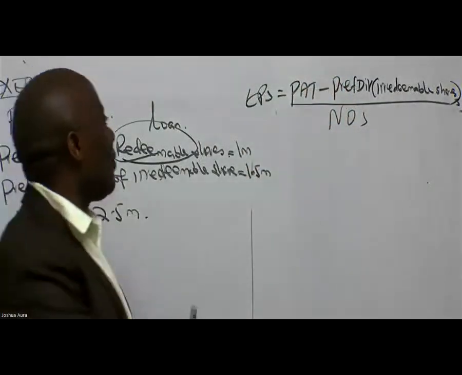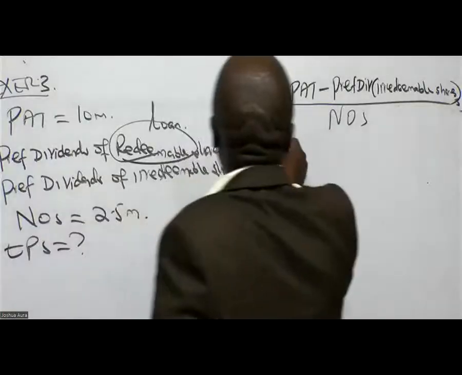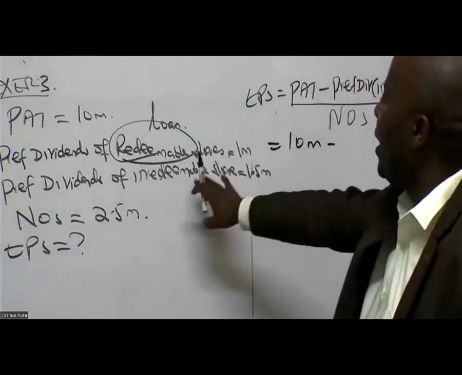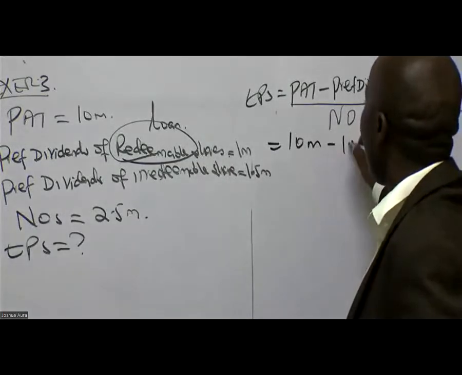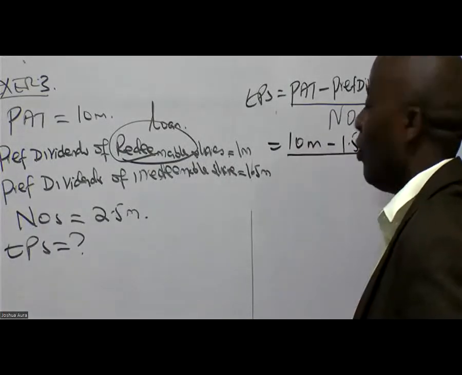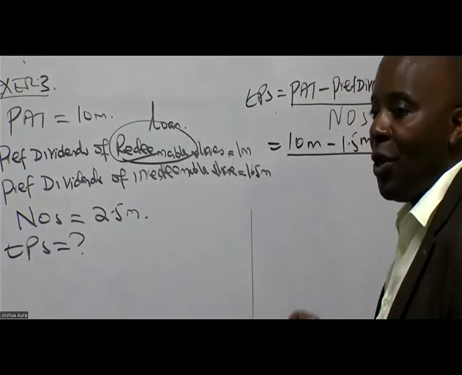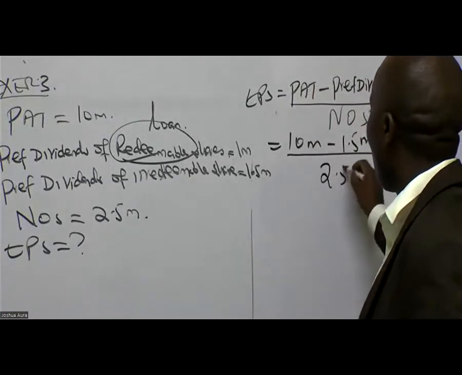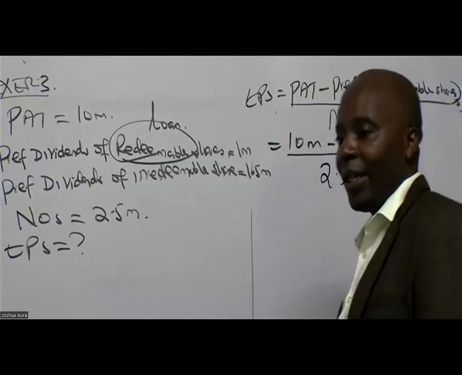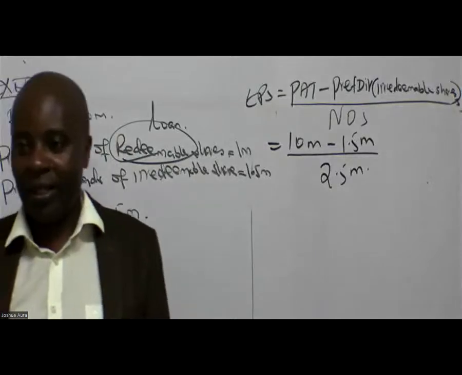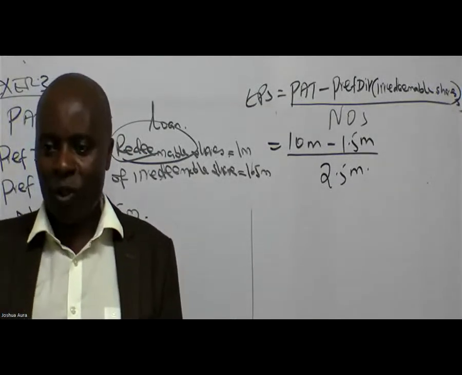Right. So the profit after tax, ladies and gentlemen, is 10 million minus preference dividend of these irredeemable shares, which is 1.5 million, all over the number of ordinary shares, which are how many here? 2.5 million. Great. So is there somebody who got this really correctly? Is there somebody who got this right?